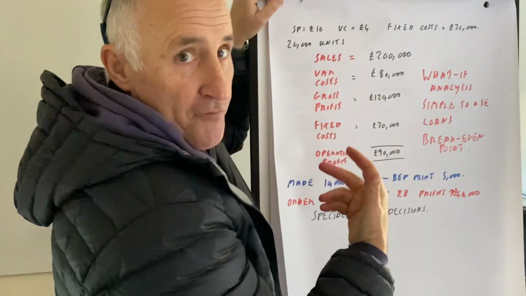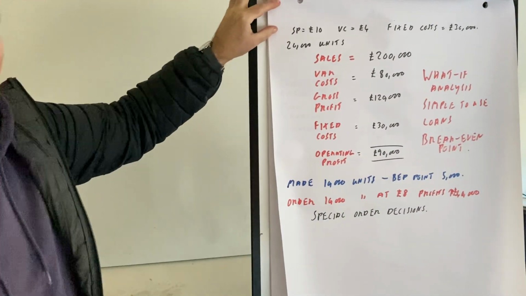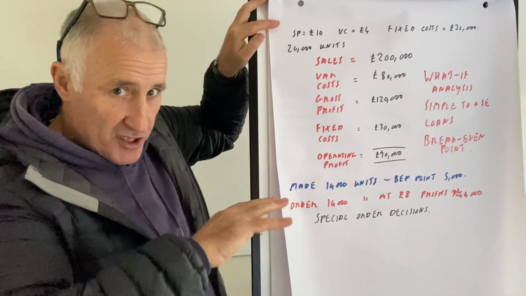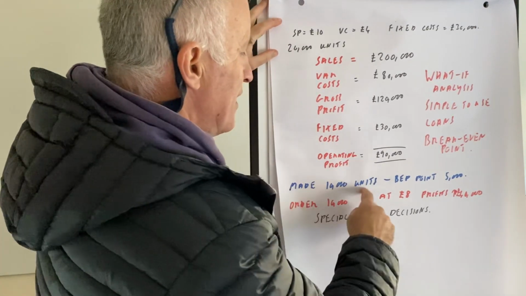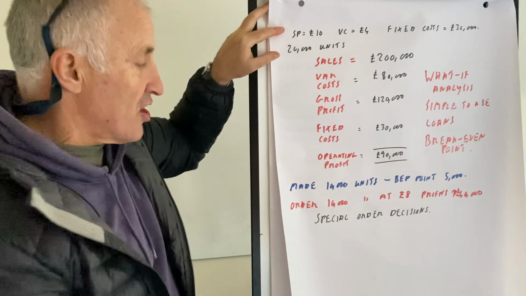So, once again, let's reiterate the main advantage of break-even analysis: what-if analysis, it's simple to use, you can use it to get a loan from a bank, and it also gives off the break-even point. If we did in fact make 10,000 units, we're just going to do the special order decision. If you had 10,000 units, your break-even point would be 5,000. We've done that on the previous diagram.